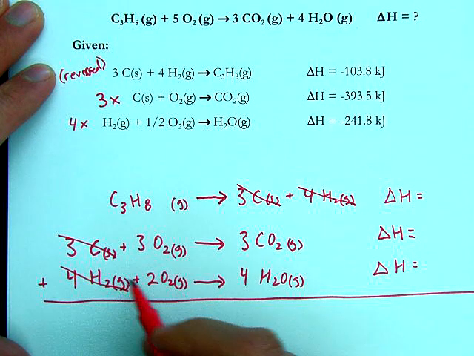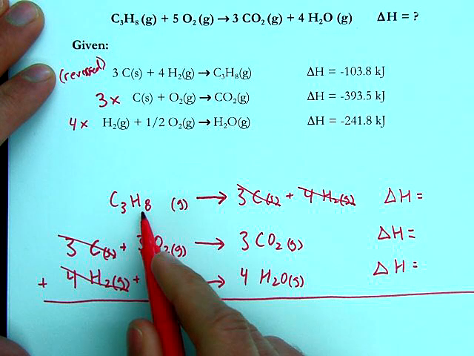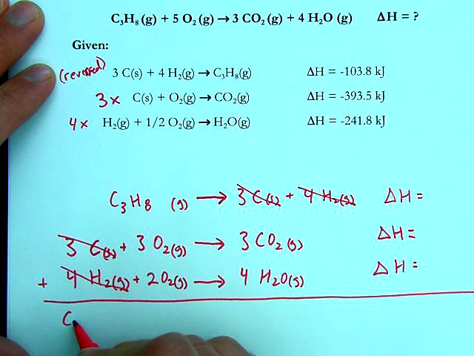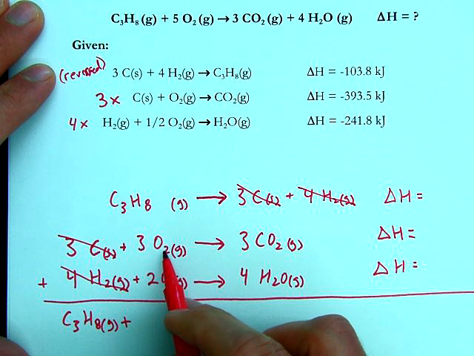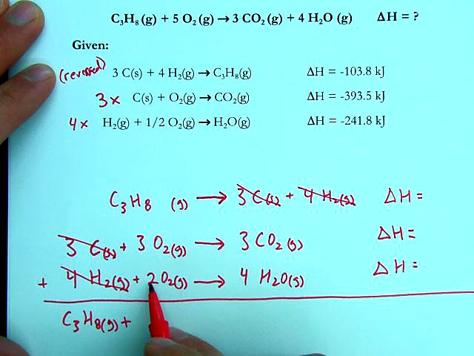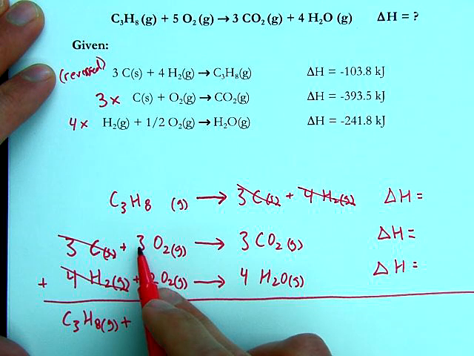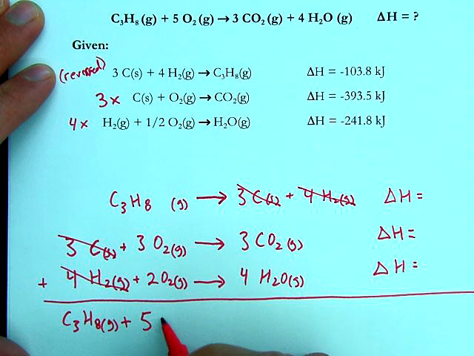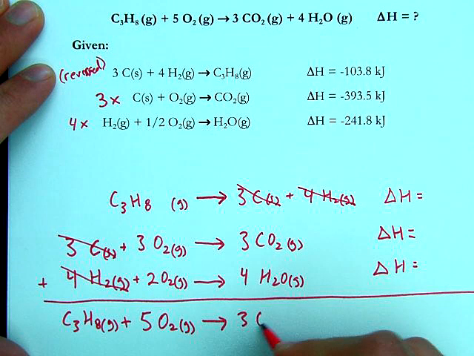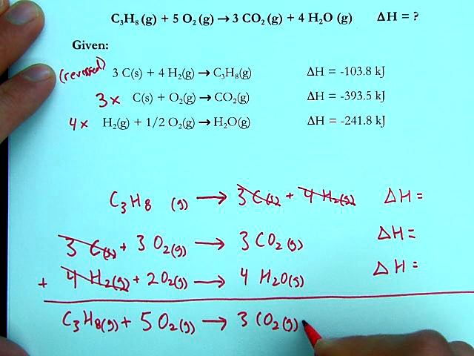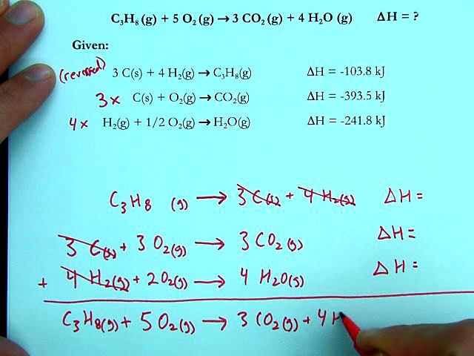Now, what I'm left with on the left side is C3H8, so I'm going to write C3H8 as a gas, plus I have 3 O2s, and then also on the left side I have 2 O2s. So if I add 3 oxygens and 2 oxygens, that's 5 oxygens. And then the only thing that's left on this side, I have 3 CO2s, and I have 4 H2Os.